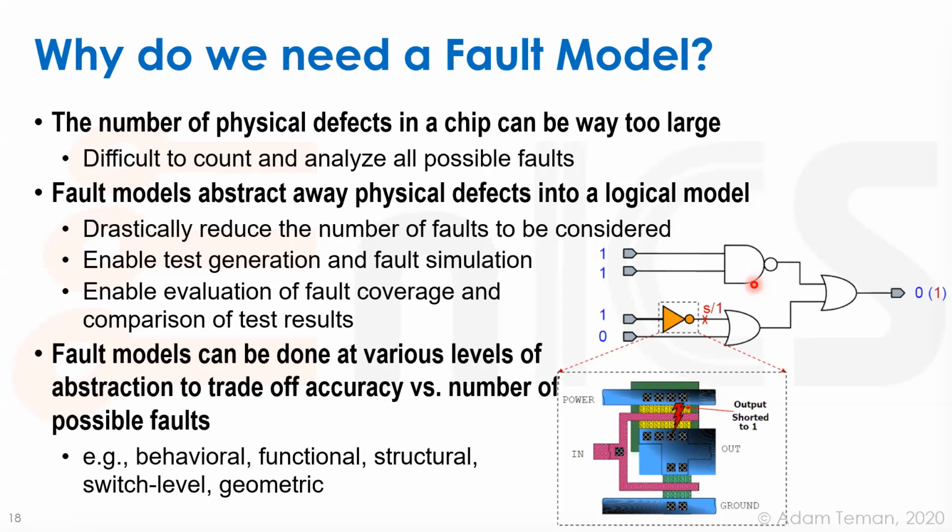So fault models can be done at various levels of abstraction to trade off accuracy versus the number of possible faults. We can do it at the behavioral level, stick such a fault into our RTL code and see what happens. We can do it different ways. A geometric model, we can put faults down here and so forth. We're going to do it in a certain place, which we'll see.